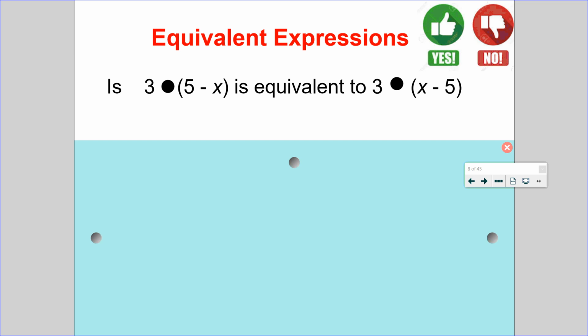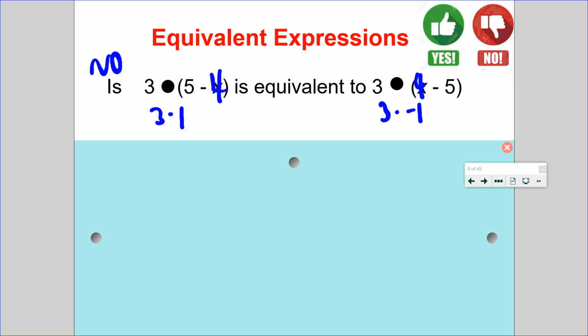So you're going to do a thumbs up and thumbs down, yes or no. Is 3 groups of 5 minus x equivalent to 3 groups of x minus 5? What do you think? Yes or no? Hopefully you said no. You can use real examples using numbers. For example, we'll use 4. X is 4. 5 minus 4 is 1. 3 groups of 1 is 3. 3 groups, 4 minus 5 is negative 1. So negative 3. So no, it is not equivalent.